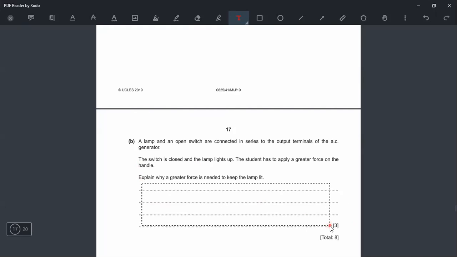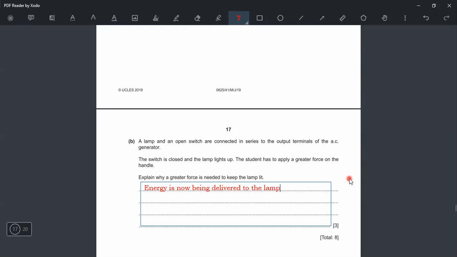So let's type this up. When the switch is closed and the lamp lights up, energy is now being delivered or supplied to the lamp. So the student needs to increase his or her force to do more work and supply that extra energy or work.